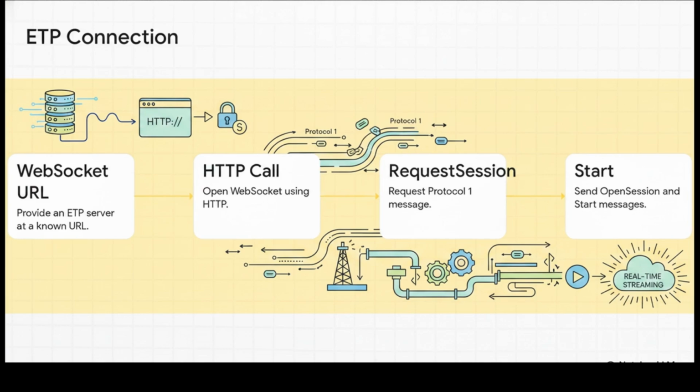Step 1. An ETP WebSocket server has to be provided at a known URL. Step 2. That WebSocket is opened using a standard HTTP call. Step 3. A request session message is sent over, specifically asking to use Protocol 1 for channel streaming. And finally, Step 4. Open session and start messages are sent. Boom! At this point, the digital pipeline is officially open and ready for data.